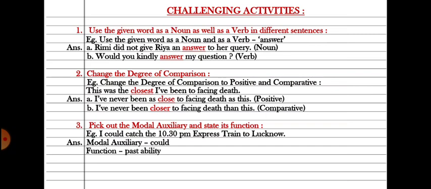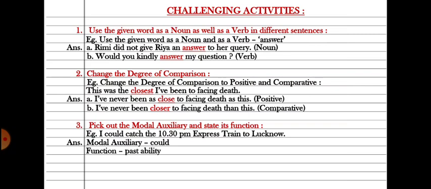So the word is the same. You have to only vary its usage depending on whether it is a noun or a verb and make a meaningful sentence out of it. Question number 2. Change the degree of comparison. Now, what is degree of comparison? Most adjectives have 3 forms of comparison: positive, comparative, and superlative. They are called as degrees of comparison.